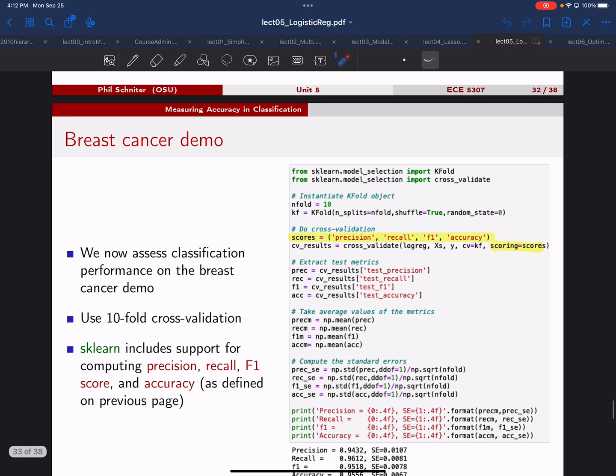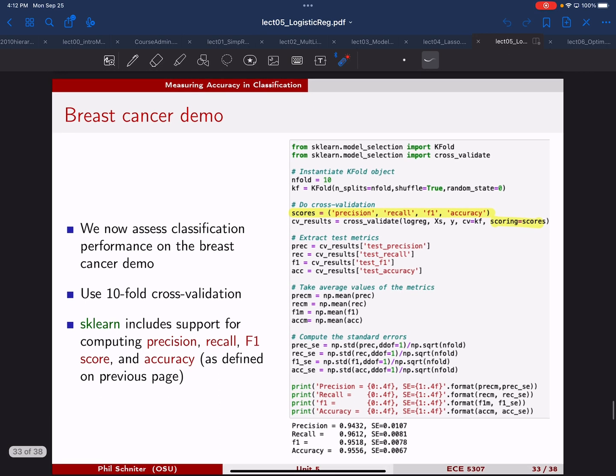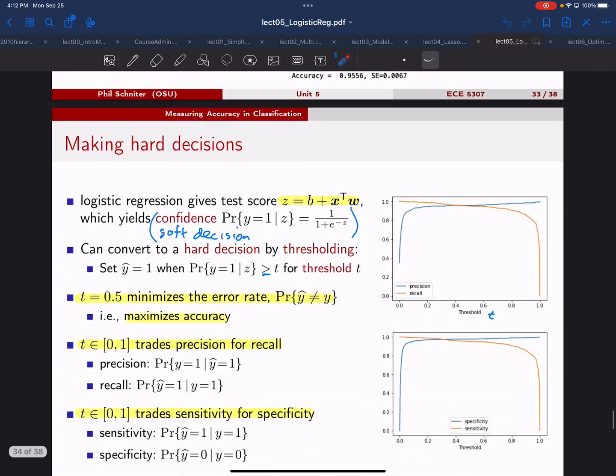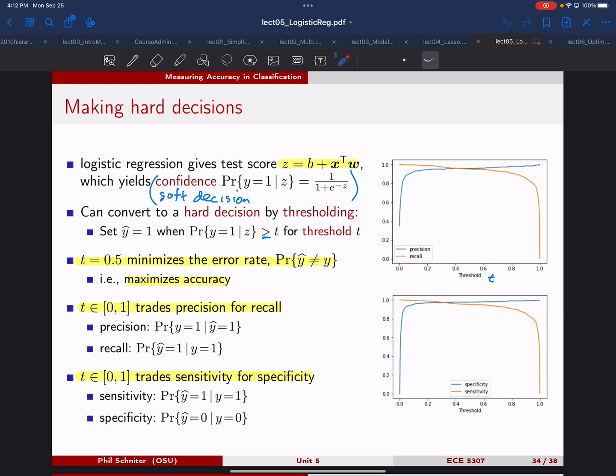These precision, recall, F1 score, accuracy are very easy to measure in sklearn. They're part of those default list of scores you can use. And then we discussed another sort of freedom you have. When you train logistic regression, you are not training it to maximize accuracy or precision or recall or anything. You're just training it to minimize logistic loss. Okay, so it does not really care what you're interested in.